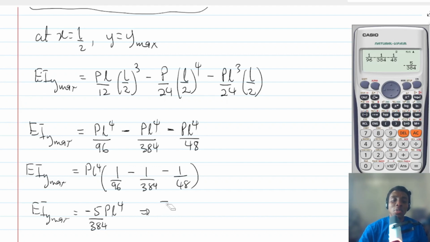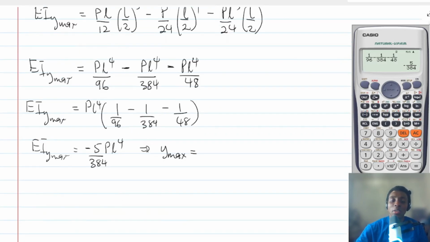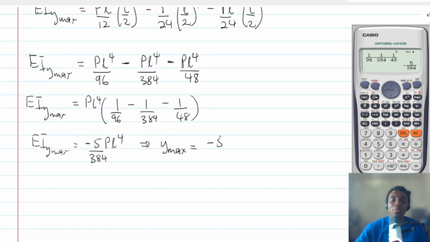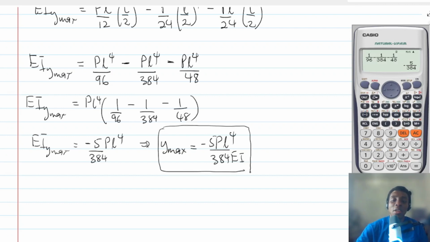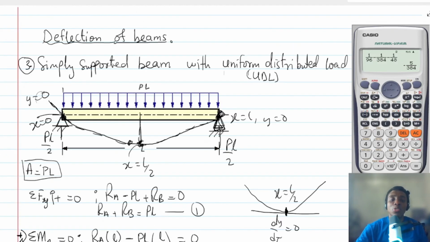Meaning that the maximum deflection, which is y max, is actually going to be minus 5 PL to the 4 over 384 EI. So in fact, this formula here is the formula for the maximum deflection for a simply supported beam which is having a uniformly distributed load. Okay, so thank you very much for watching.